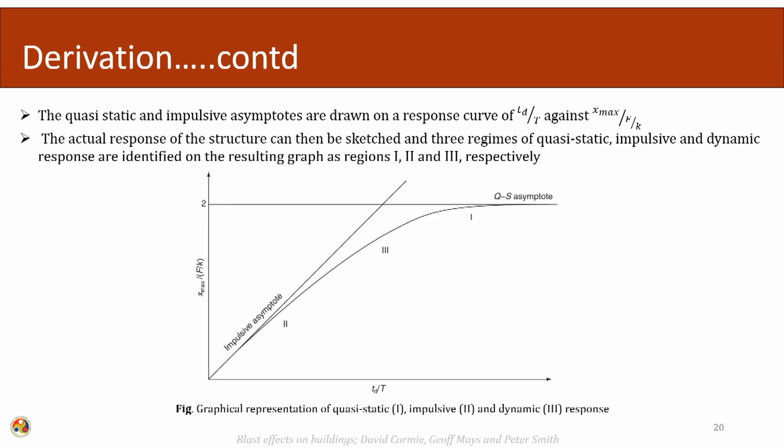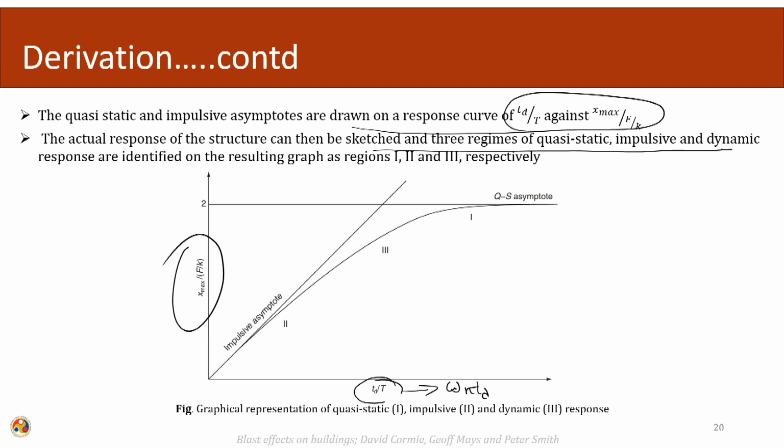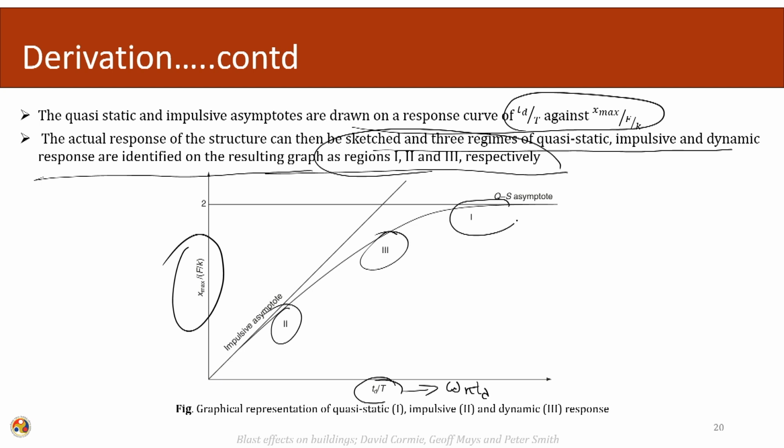Moving ahead, the quasi-static and the impulsive asymptotes are drawn on a response curve of ωtd against x max function. This is ωtd, or it can also be written as omega and td, and this is the x max function. The actual response of the structure can then be sketched, and the three regimes of quasi-static, impulse and dynamic response are identified on the resulting graph as regions 1, 2 and 3 respectively. So, this is the 2 region, 3 region and the 1 region.